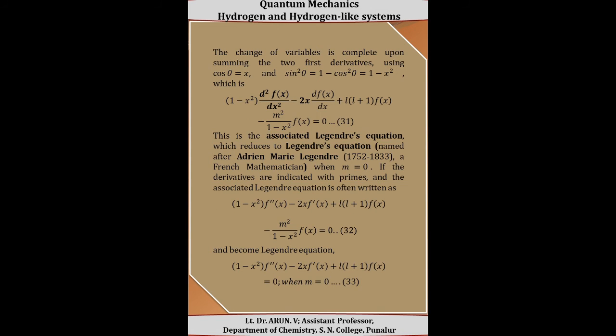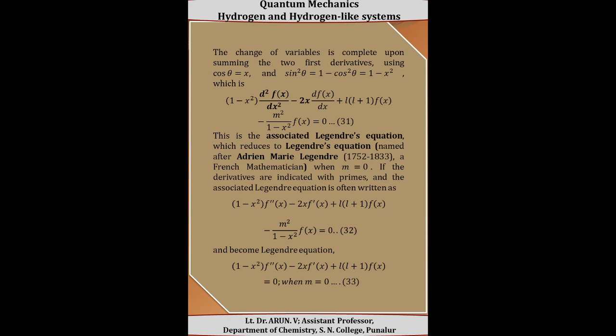The change of variables is complete upon summing the two first derivatives using the equation cos theta is equal to x, or sin square theta is equal to 1 minus cos square theta, that is equal to 1 minus x square, since cos theta is equal to x. So substituting these values, we can get the equation as 1 minus x square into d square f x by dx square minus 2x into d f x by dx plus l into l plus 1 into f x minus m square by 1 minus x square into f of x, that is equal to 0.